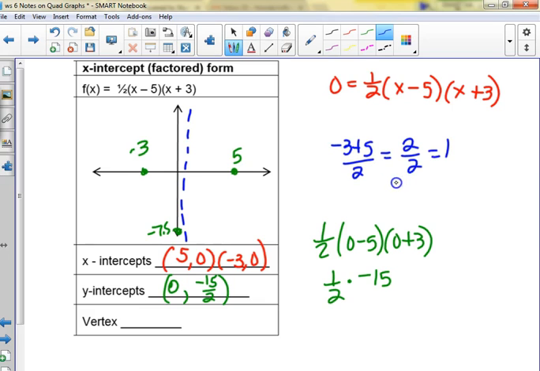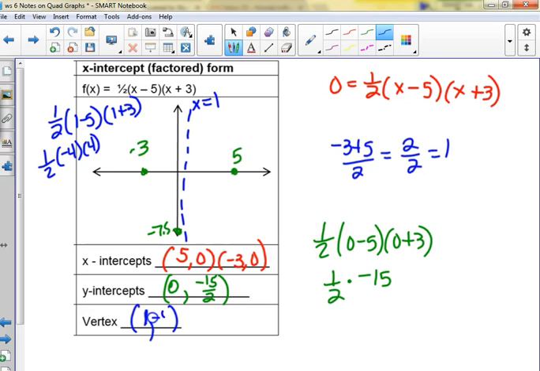Which is 1. So x equals 1 is the axis of symmetry, which means it's what? 1 something for the vertex. Good job. So how can we find the rest of the vertex? Plug 1 in. Half of 1 minus 5 times 1 plus 3 is half of -4 times 4, which sounds like -8. So 1, -8 is the vertex.